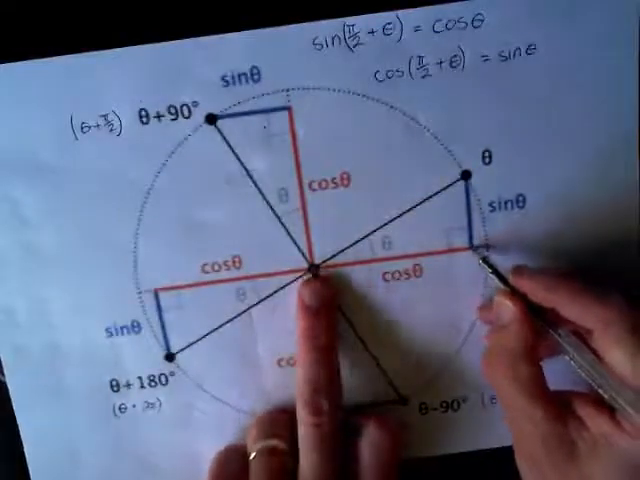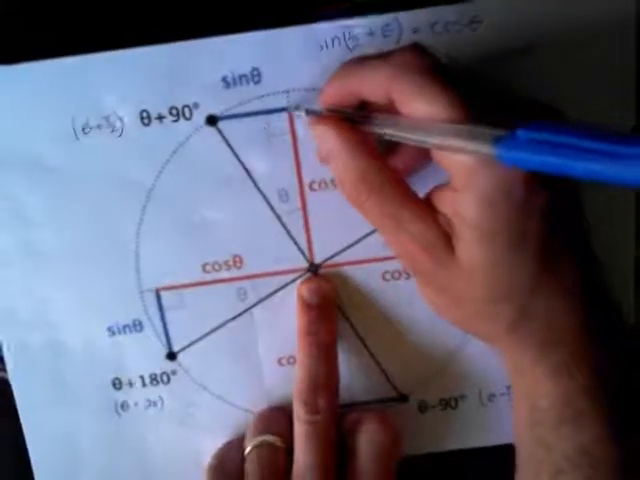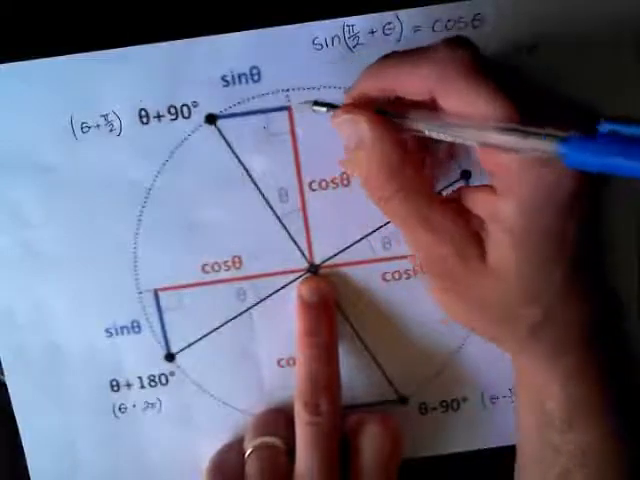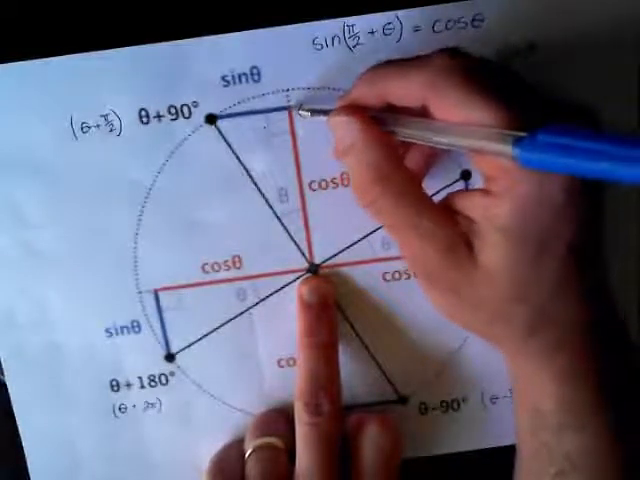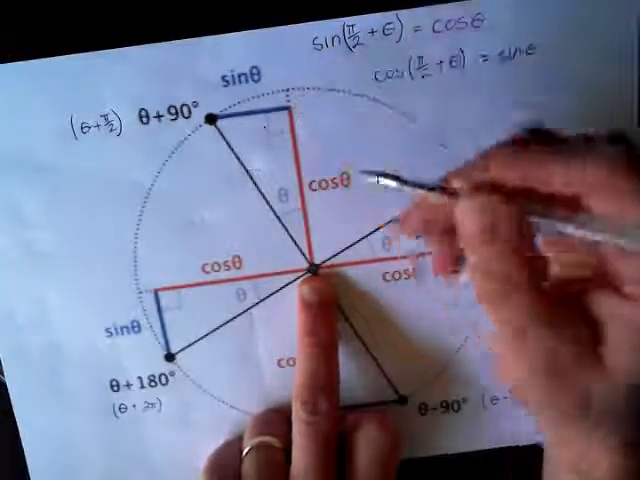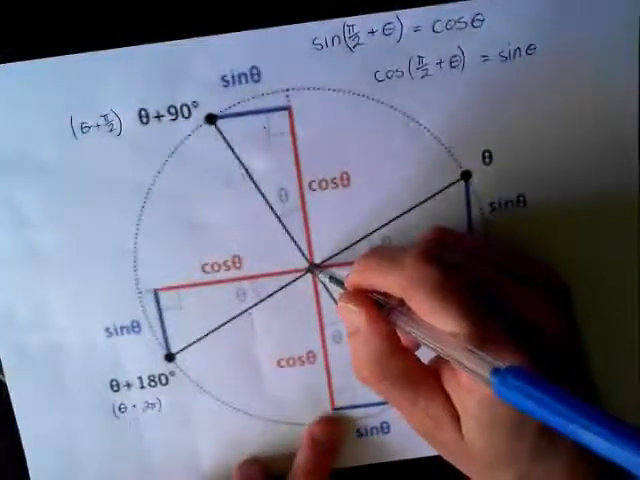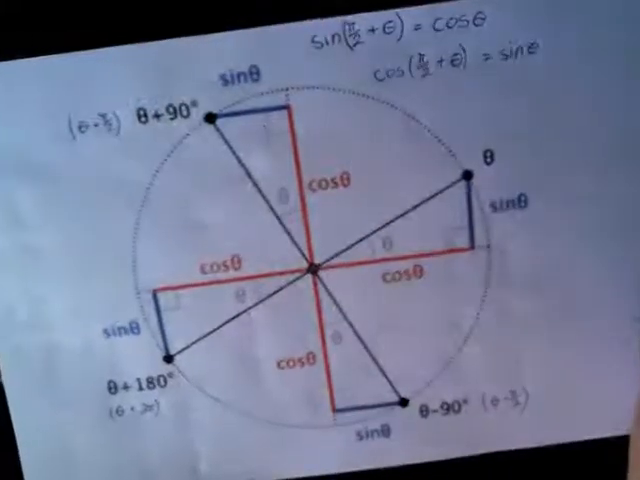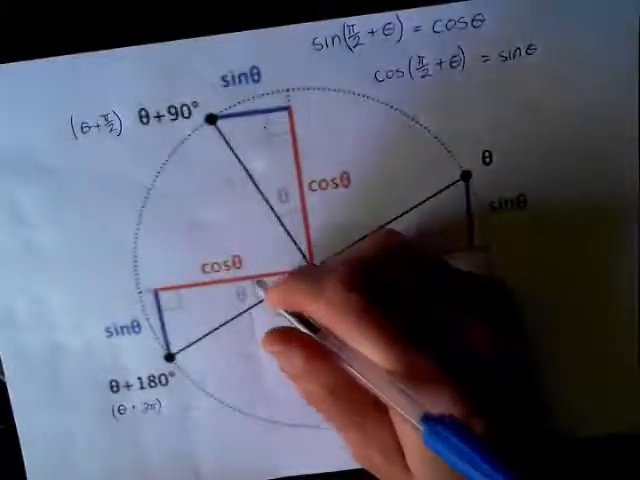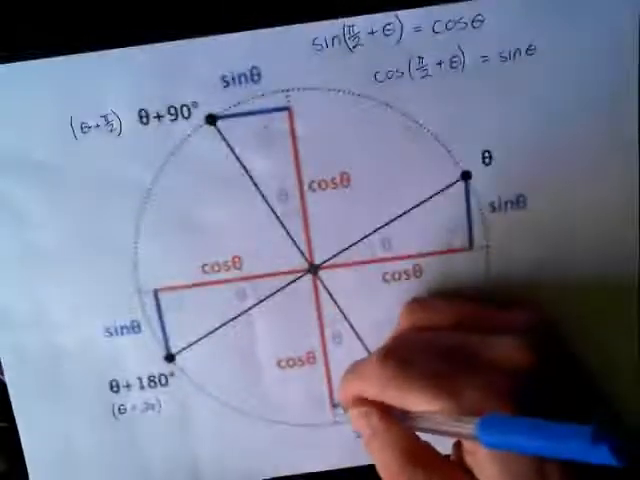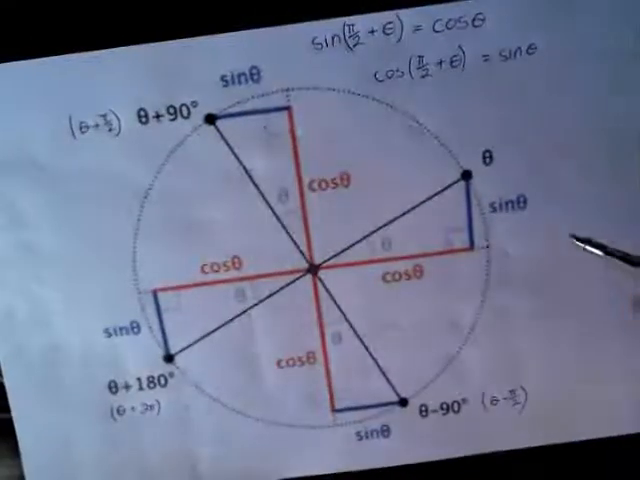So this value here equals cos theta. This value here has the same length. This value here is the negative of this value here. As in, it's the negative, but it has the same length. Sorry, I nearly confused myself there.